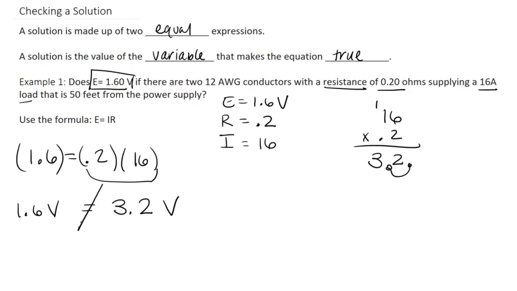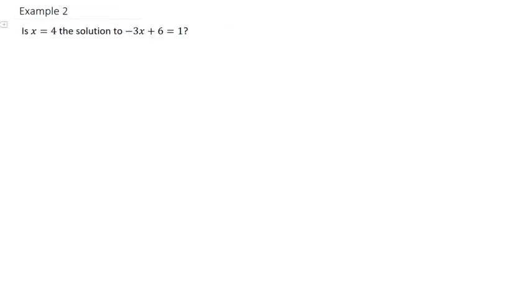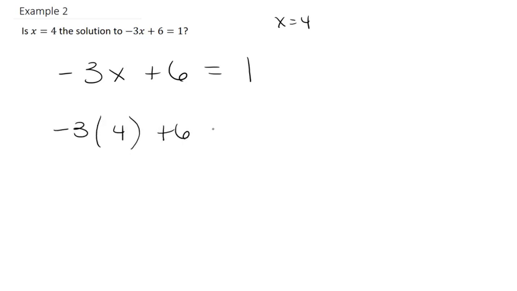So let's look at example 2. Example 2, is x equal to 4 the solution to negative 3x plus 6 equal to 1? So with x equals 4, we're going to plug in that number 4 into x anytime we see it. So we have negative 3 times 4 plus 6 equals 1.